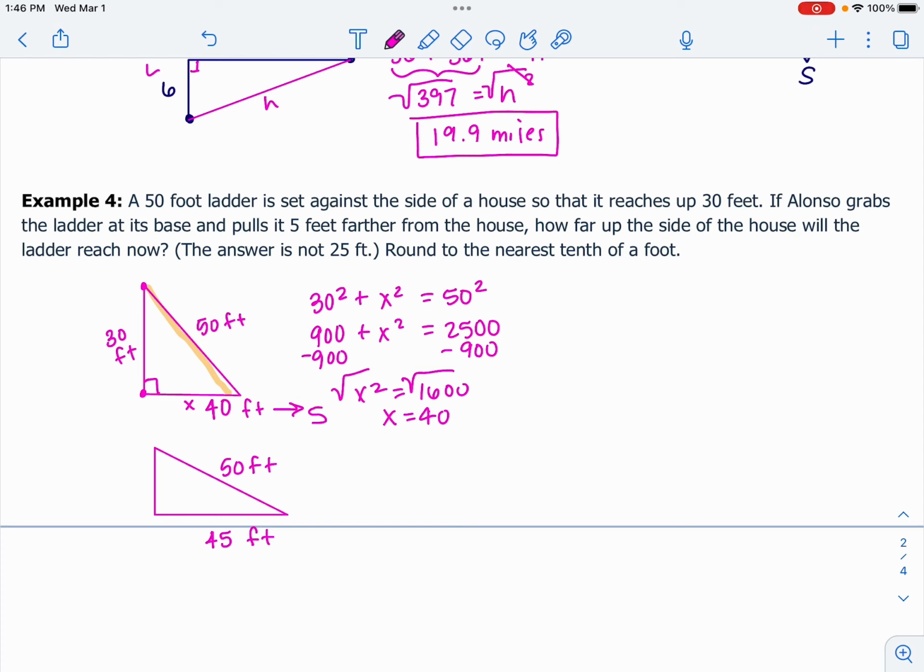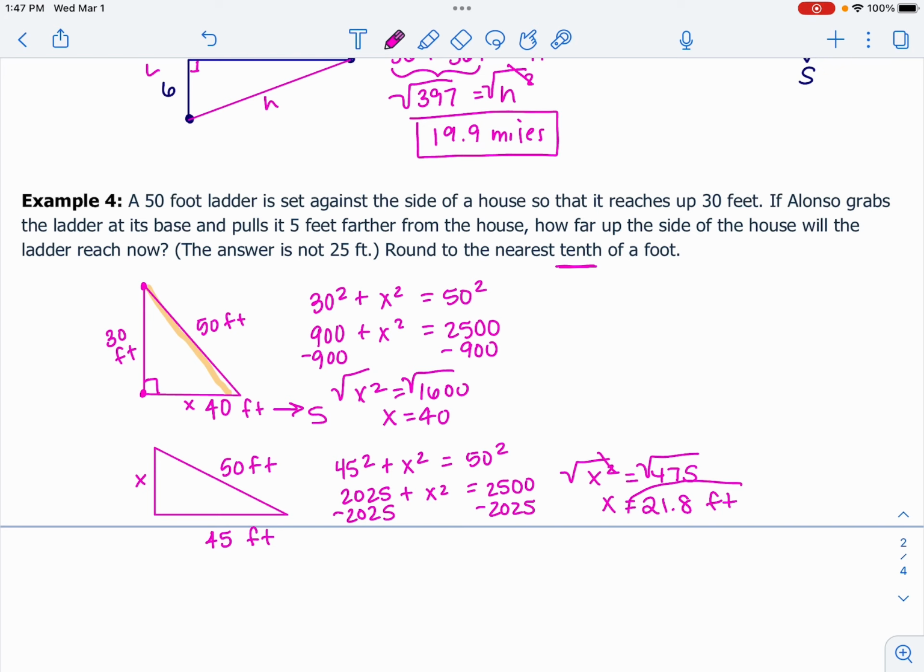Now it wants to know how far up the side of the house, that's this part here, x, is the ladder. Okay? So now I'm going to do Pythagorean theorem one more time. And I have my legs are 45 and x, so 45 squared plus x squared equals my 50 squared. Okay, so 45 squared, 2025. 50 squared, we know from the previous part, is 2,500. I'm going to take my 2,500 and subtract 2,025 from both sides. Which is going to give me x squared equals 475. And I'm going to square root both sides. The square root of 475 rounded to the nearest tenth is 21.8. This is my final answer.